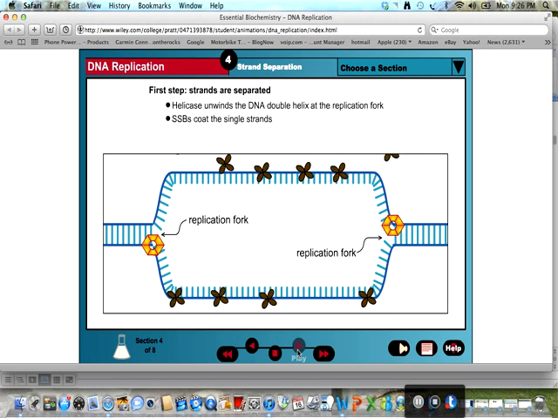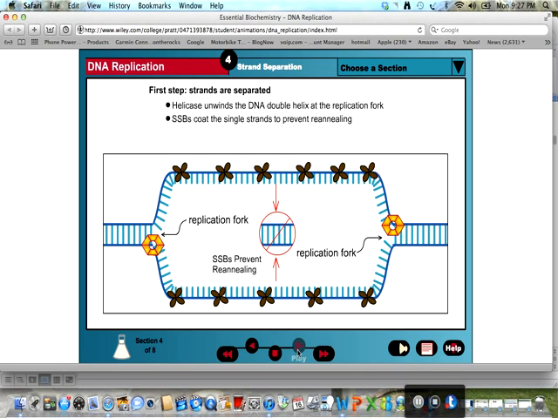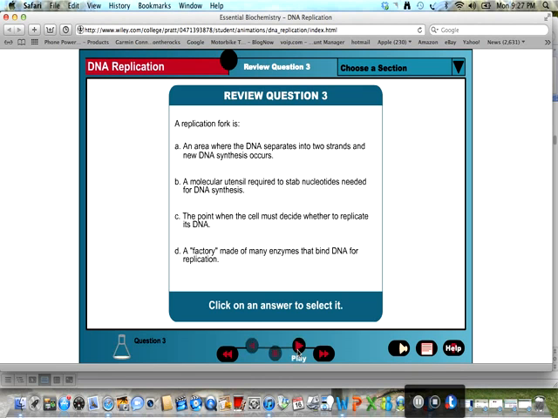Single-strand binding proteins, or SSBs, quickly coat the newly exposed single strands. SSBs maintain the separated strands during DNA replication. Without the SSBs, the complementary DNA strands could easily snap back together. SSBs bind loosely to the DNA and are displaced when the polymerase enzymes begin synthesizing the new DNA strands.